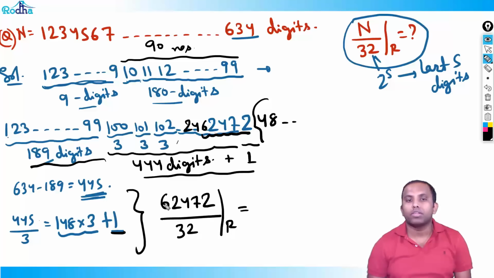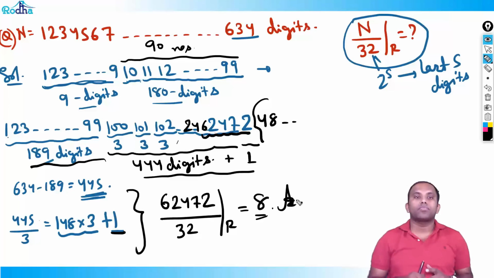32 1 is 32. 304. So 32 into 9 is 288. Again 16. 107. So the answer will be 8. So 8 is the answer for this question.